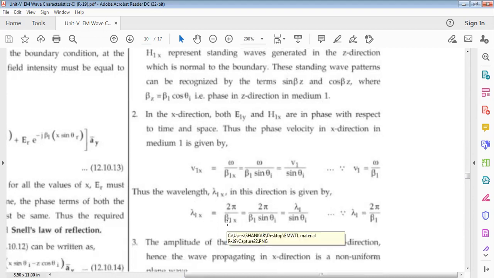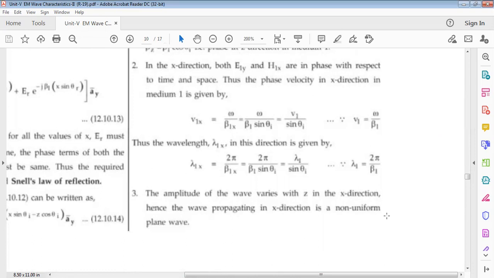Lambda is 2 pi by beta, so beta is equal to 2 pi by lambda. And this function, beta 1 sin theta i, as omega by beta, is v1. The v is equal to omega by beta 1, and lambda 1 is equal to 2 pi by beta 1. We know these equations.